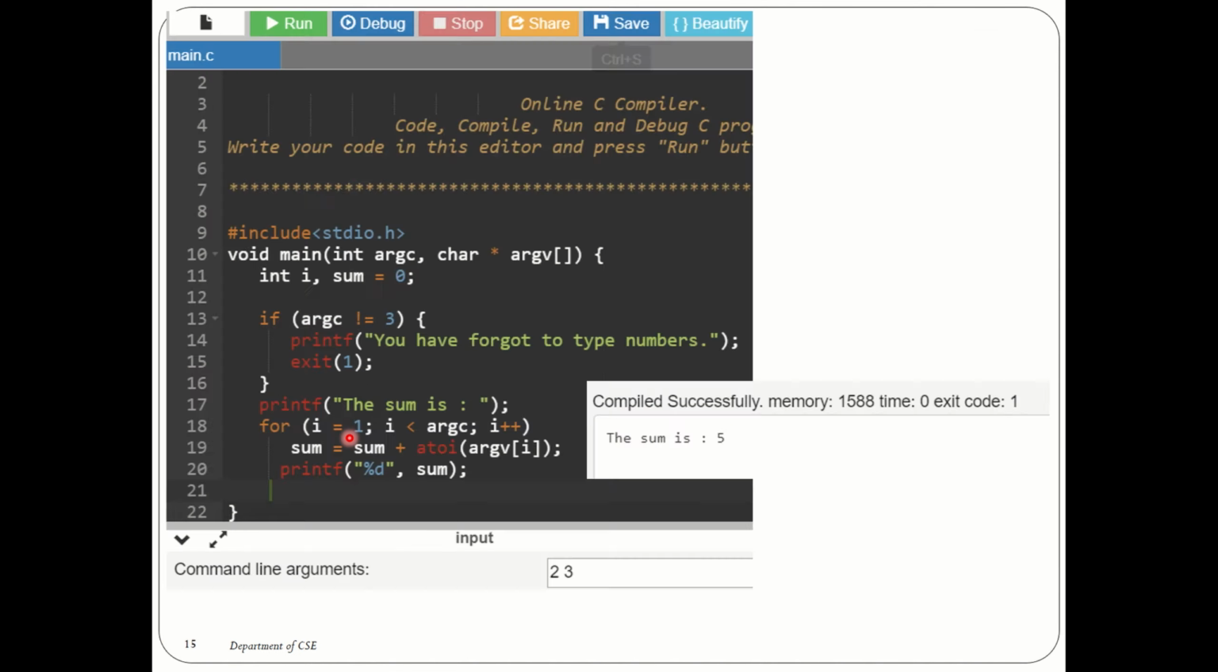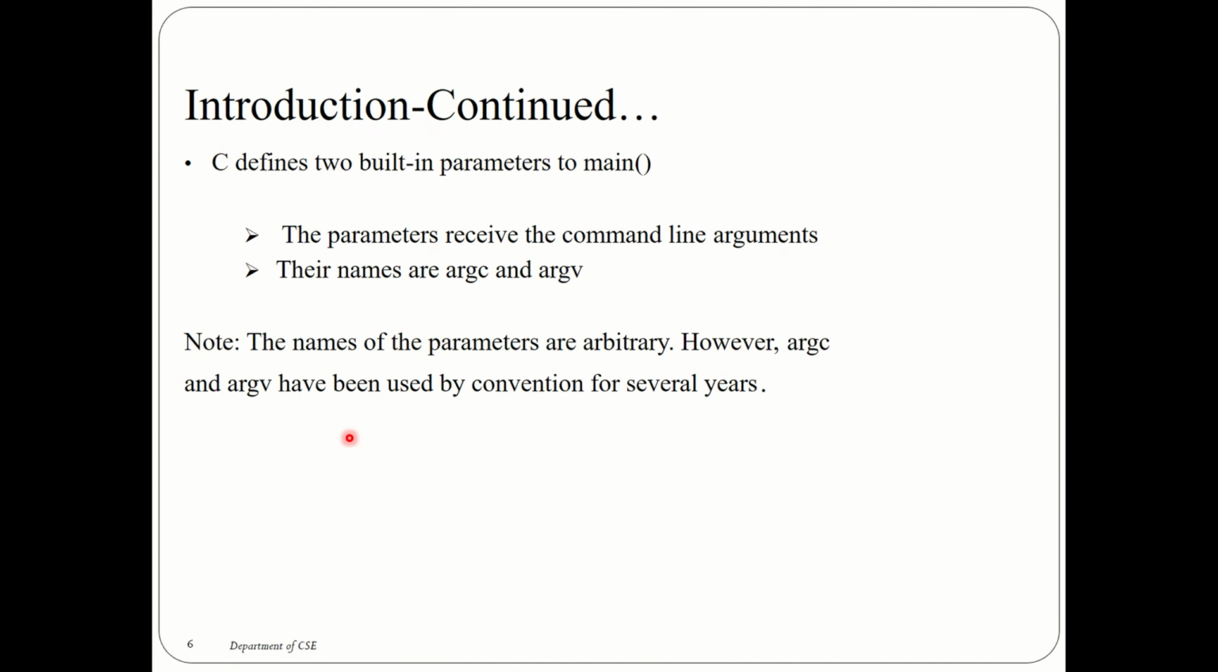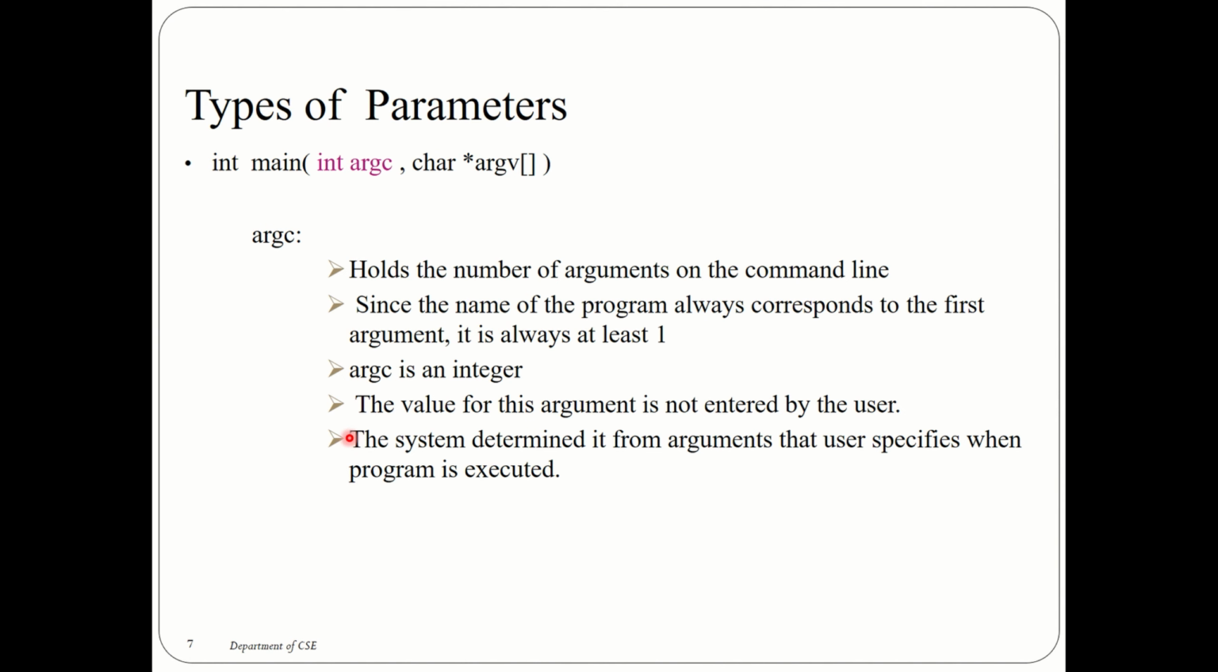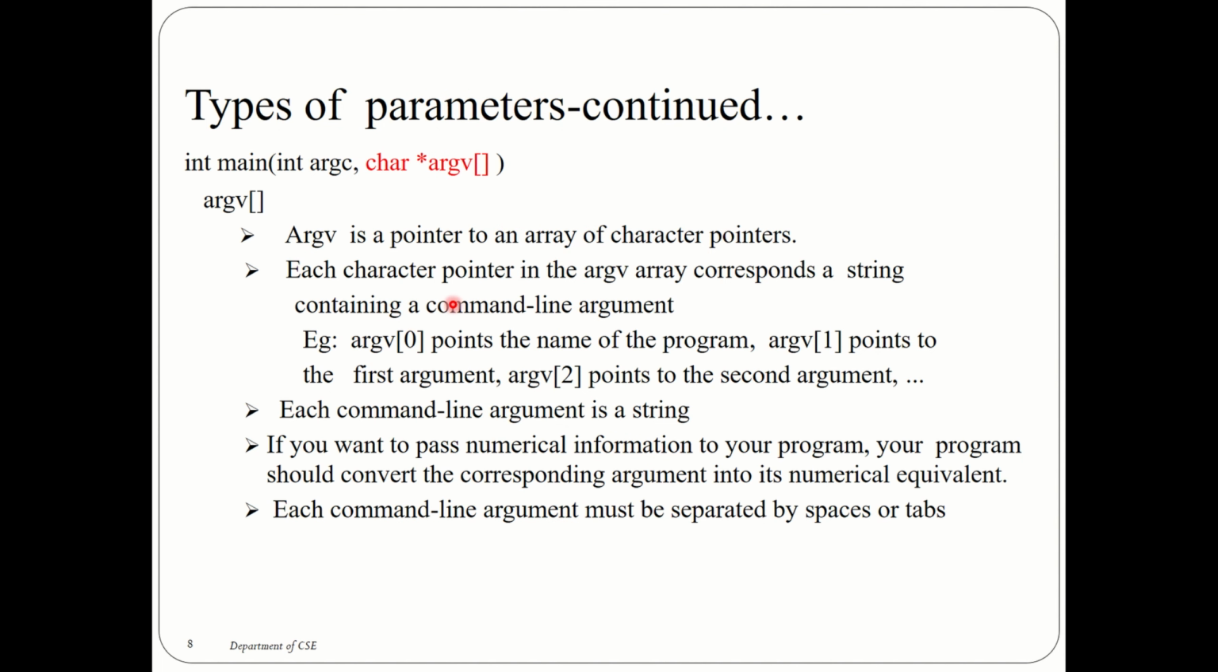So I think you've got an idea about what command line arguments are and how they work. Always understand, command line arguments are the arguments to the main function, because the execution of a C program starts from the main function. And argc and argv are the two default arguments of the main function. Argc is automatically determined by the system, and argv is a pointer to an array of character pointers. Each character pointer in the array corresponds to a string.